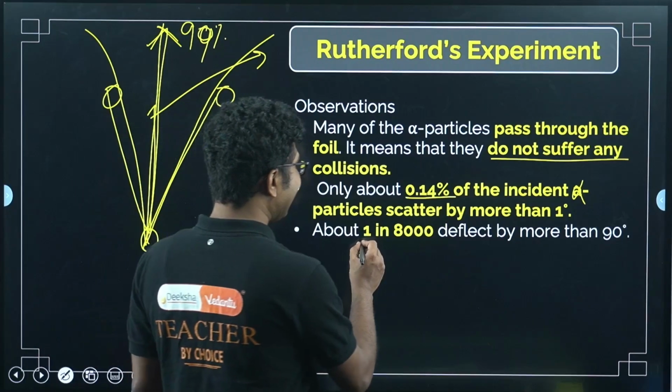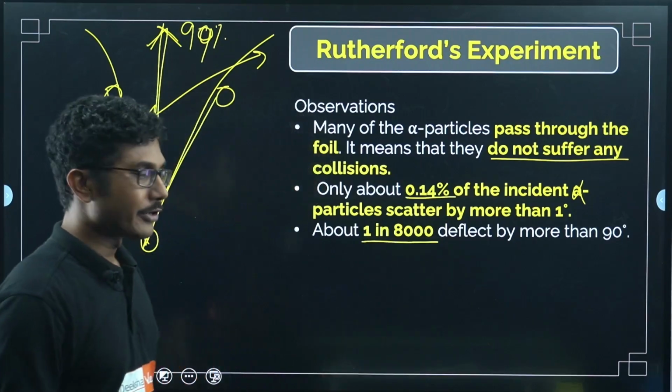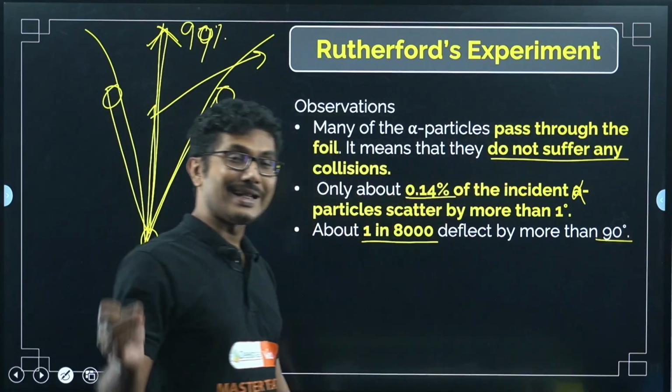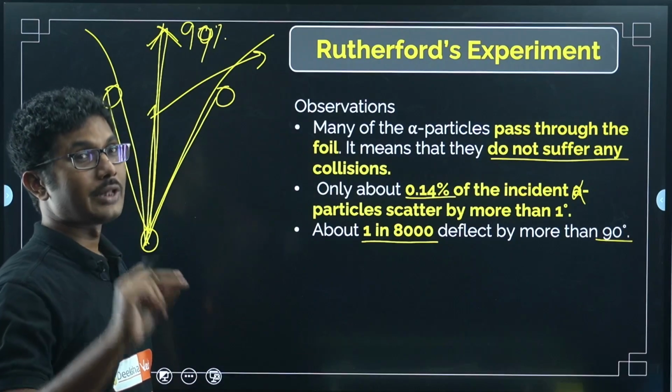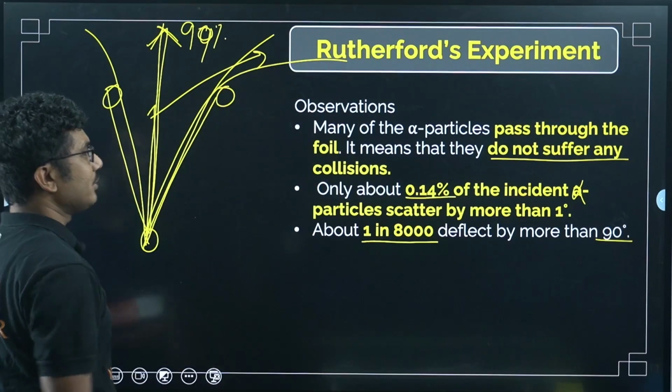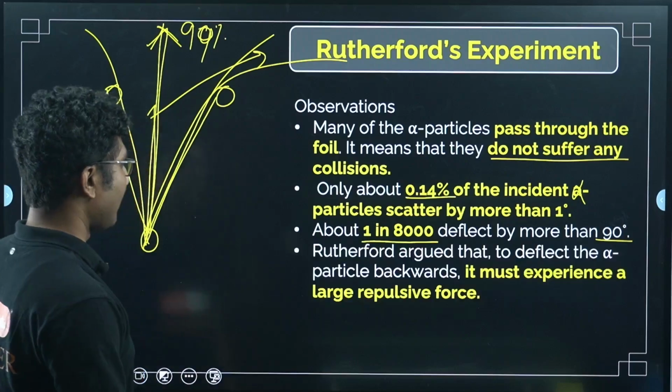About 1 in 8,000, this is a very important number, is deflected by more than 90 degrees. 1 in 8,000 deflects more than 90 degrees. 90 degrees means it is like this. This is 90 degrees.